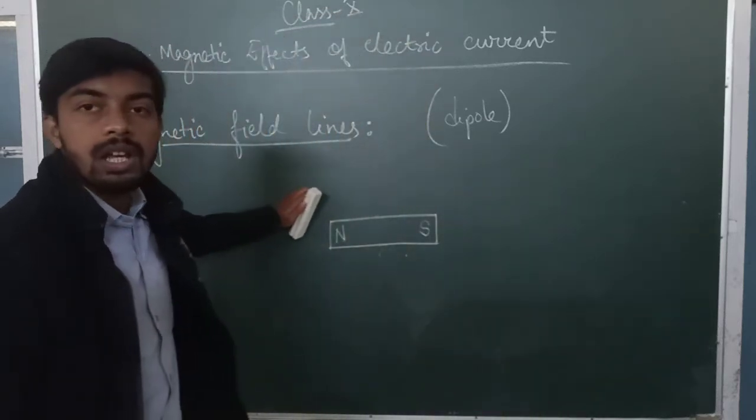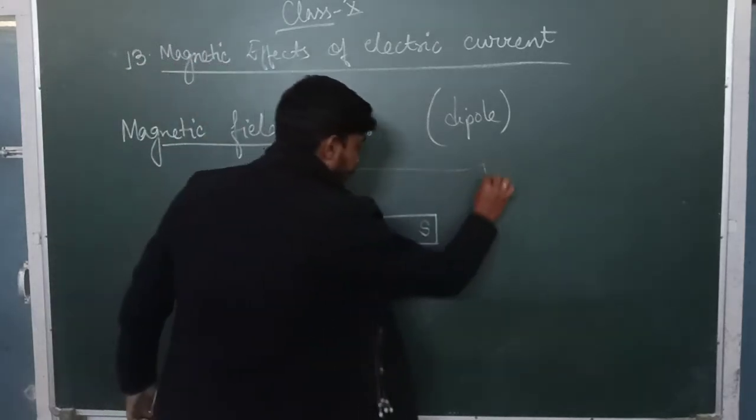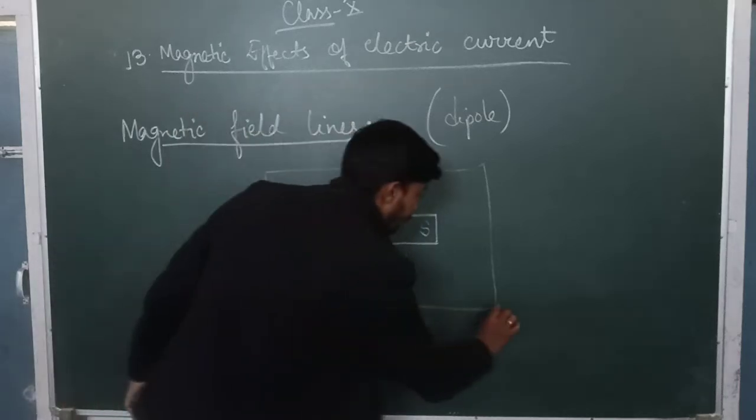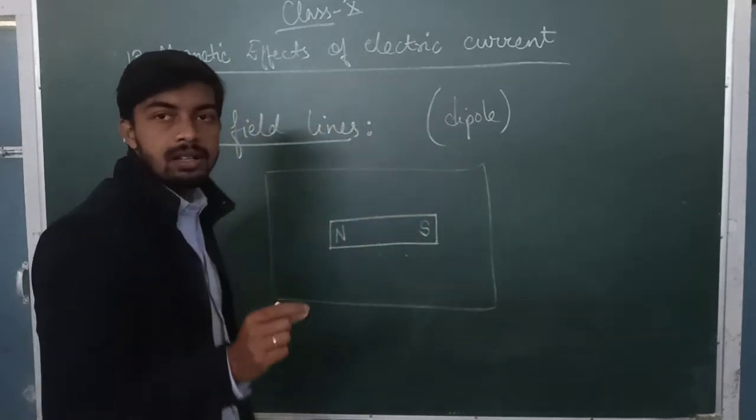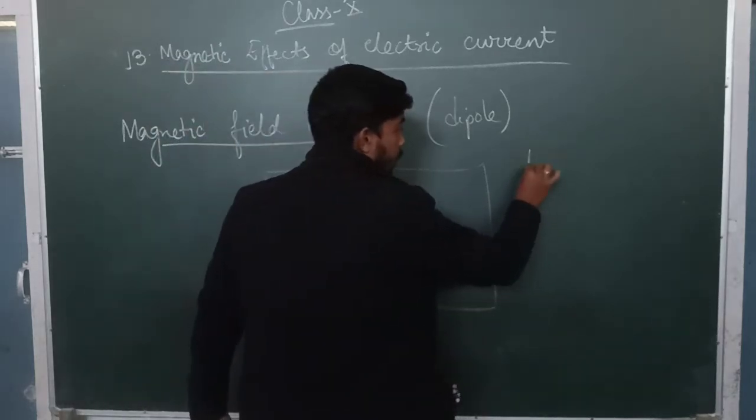Now here, if we take a small piece of magnet and put it over a piece of paper, and sprinkle some iron filings, meaning iron powder or small pieces of iron.